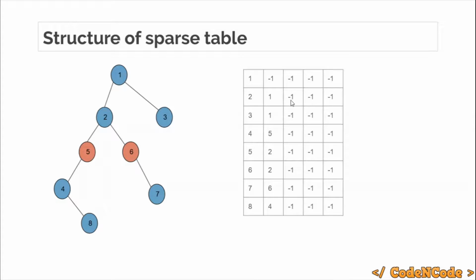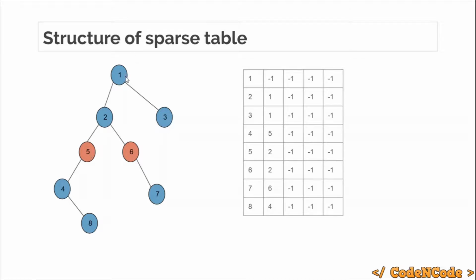As we explained earlier, 2 raised to power i can be written as 2 times 2 raised to power i minus 1. So to calculate the 2 raised to power 1th parent, I'm going to use the 2 raised to power 0th parent. For 5, I ask: who is your 2 raised to power 0th parent? The 2 raised to power 0th parent of 5 is 2. So 2 is my intermediate node. Now I ask 2: who is your 2 raised to power 0th parent? The 2 raised to power 0th parent of 2 is 1. So this is my 2 raised to power 1th parent.